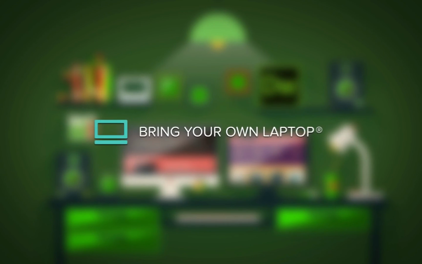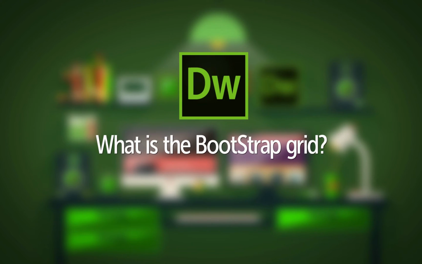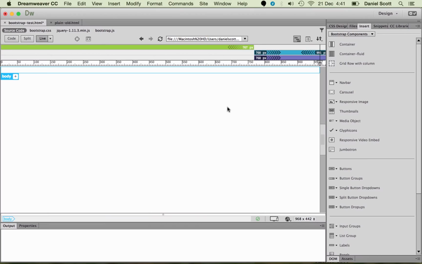So the grid system is the structure. It's the kind of containers of everything. So it's very different from the other part of Bootstrap, which is the pre-made components. Okay, so let's have a real basic introduction to it in Dreamweaver in terms of the grid.